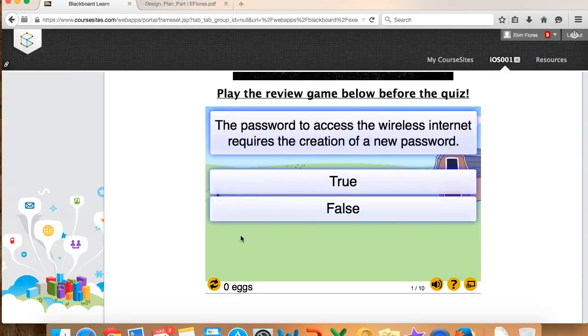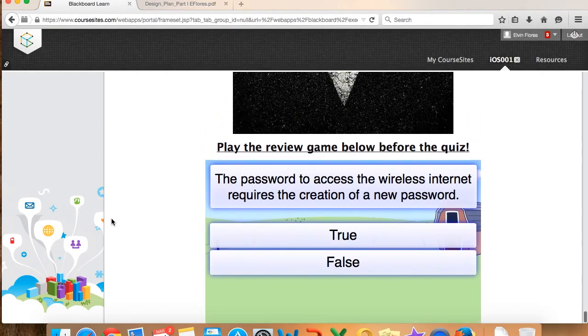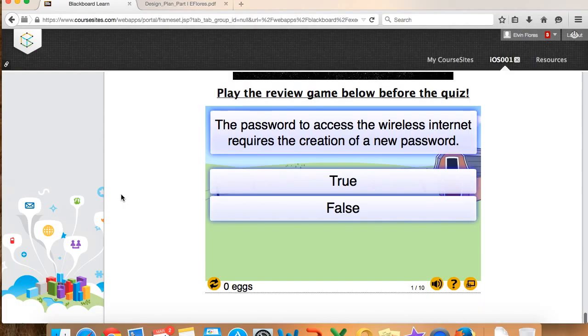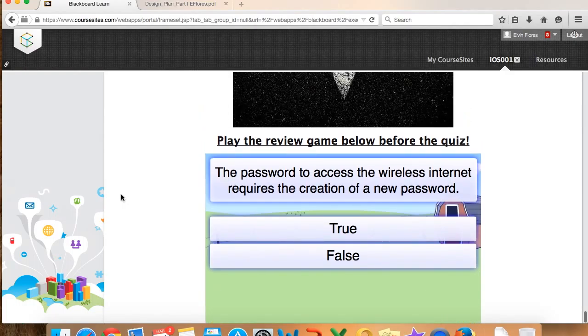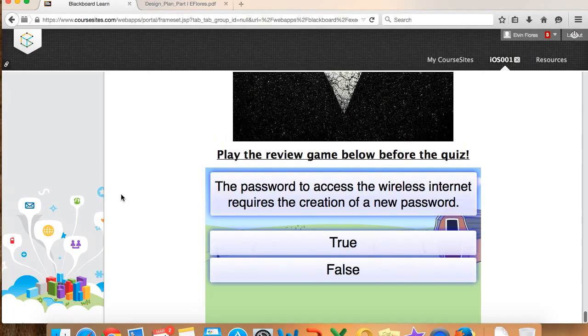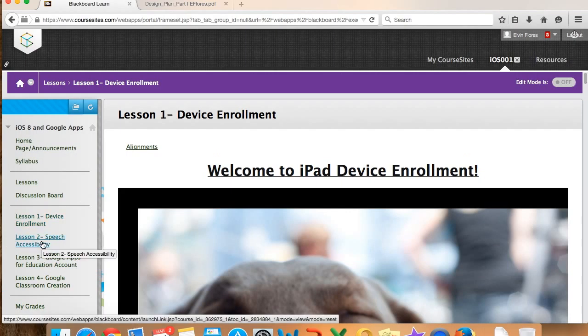It's just a different way to review, so that they don't have to go all the way back and look for all the answers. Most of the questions, if they were able to follow the tutorial, they should be able to understand and answer. Lesson 2, speech accessibility.